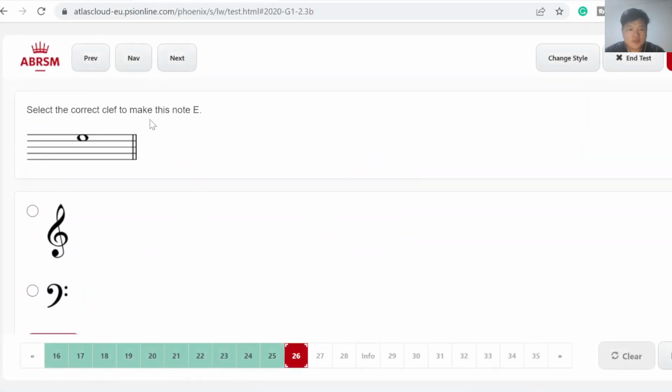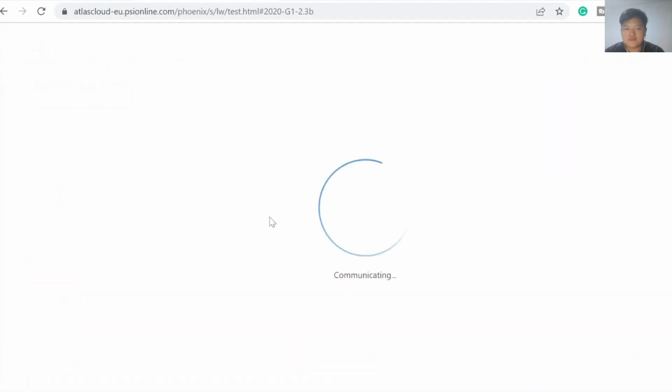Okay, next one we have E note. We need an E note. You try the treble clef first. You see F, A, C, E. So this is E note. So we got a treble clef.